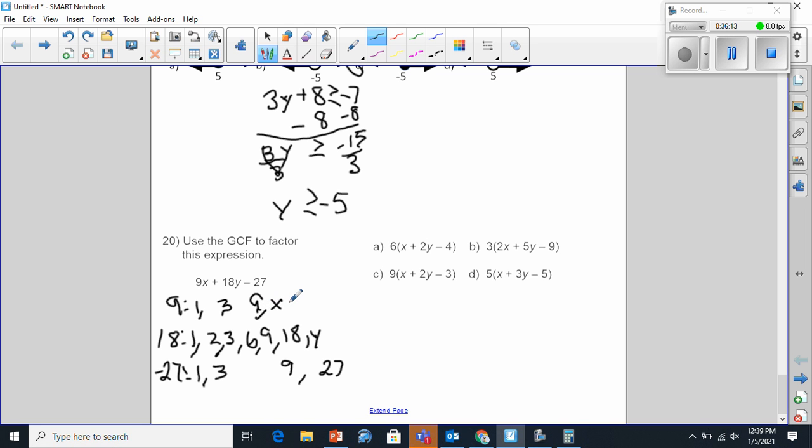So let's go ahead and look for the greatest common factor in all these. Let's see. Well, the greatest common factor I see is 9. So I would say it has to be C. Let's check it though to make sure. 9 times x is 9x. 9 times 2y is 18y. And 9 times negative 3 is negative 27.